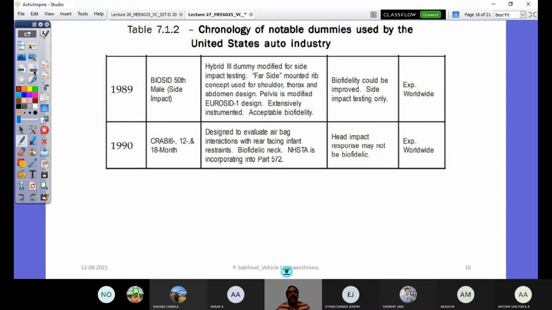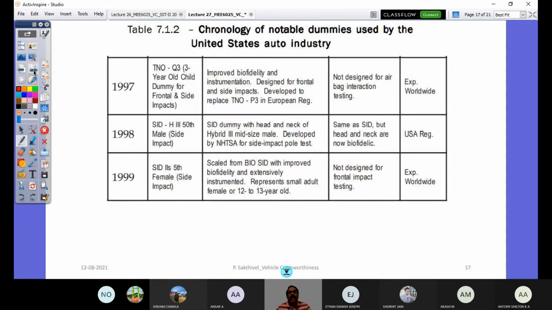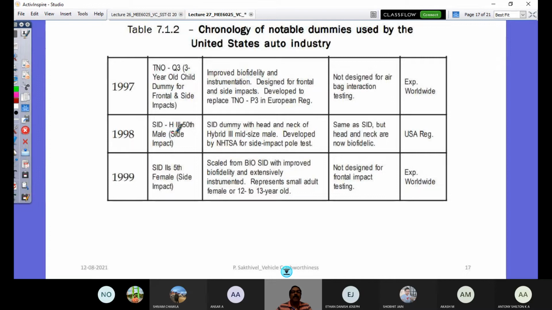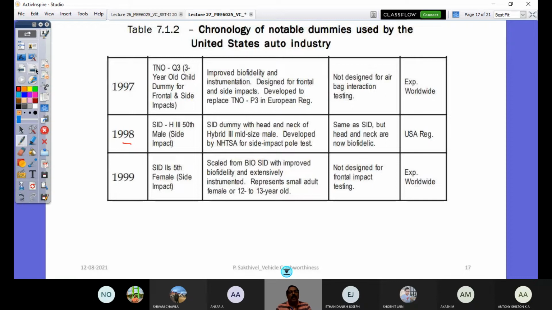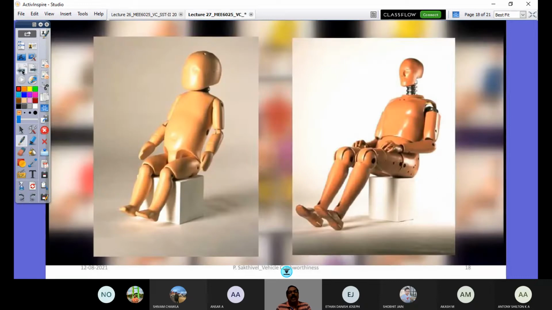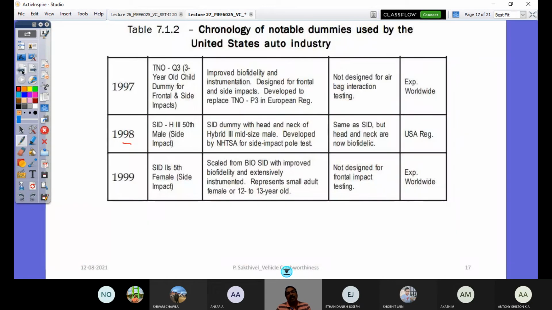And then in 1989, 1990, you had again a revolution in this, but all are in a group called Hybrid III dummies. And in 1997, again, you see the child dummies for frontal and side impacts come, and the Hybrid III 50th percentile made side impact dummy, again with additional key features, and their utility is still there worldwide.